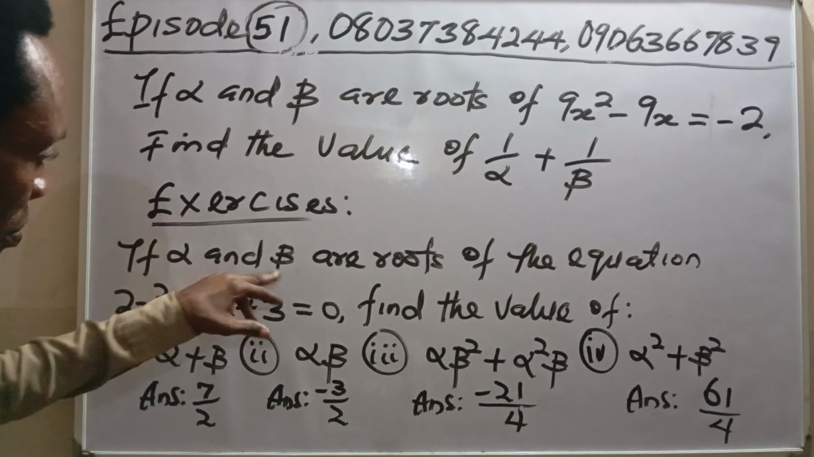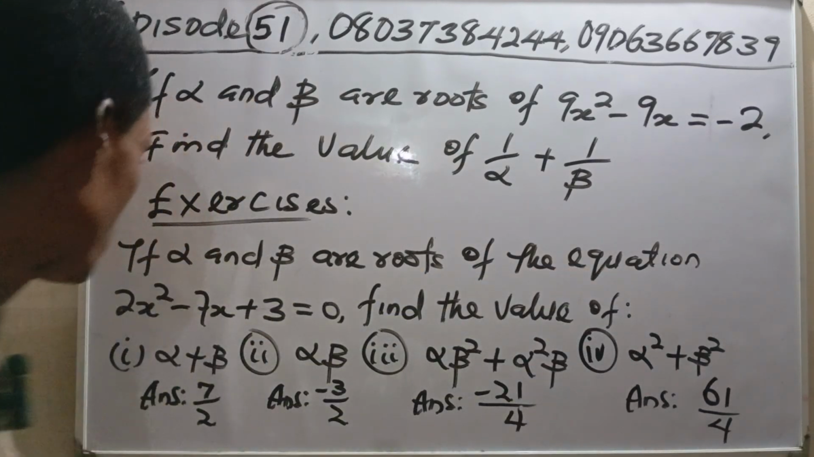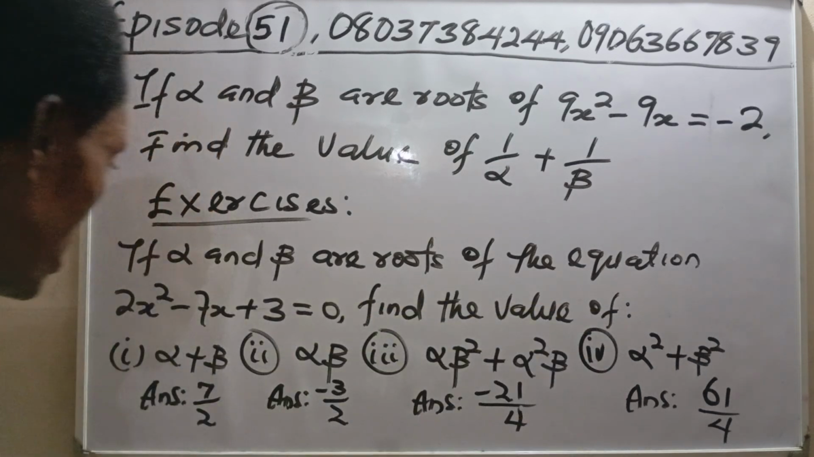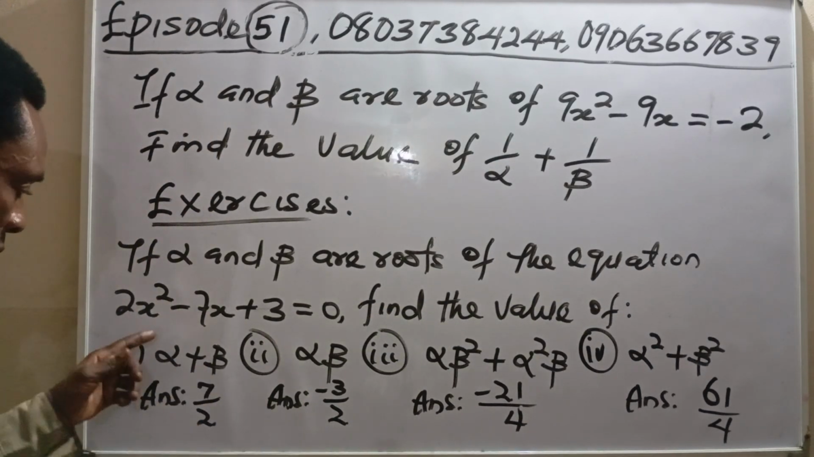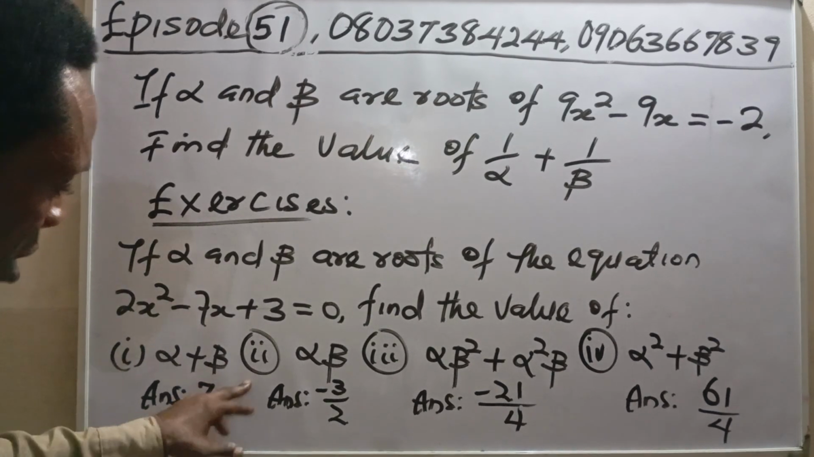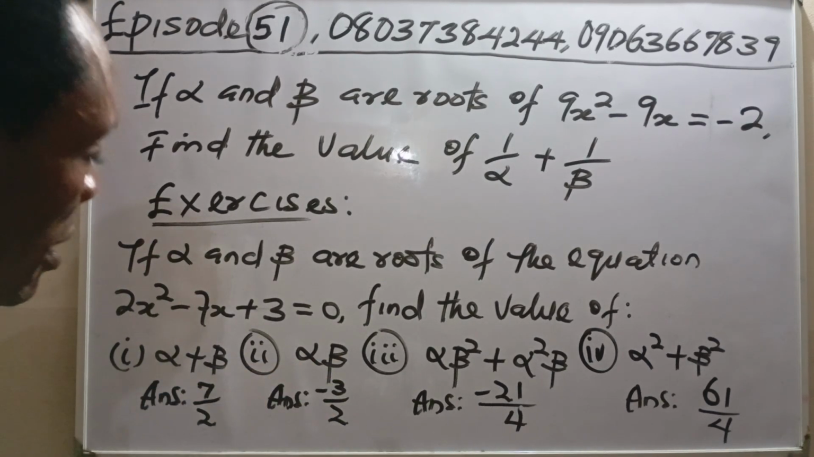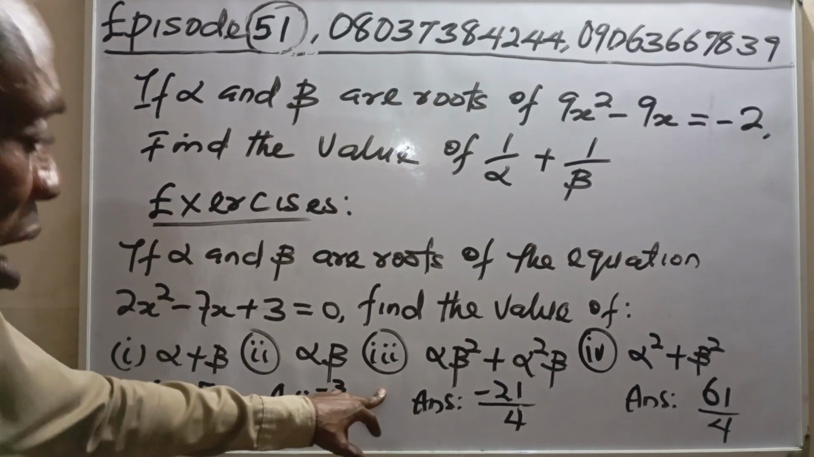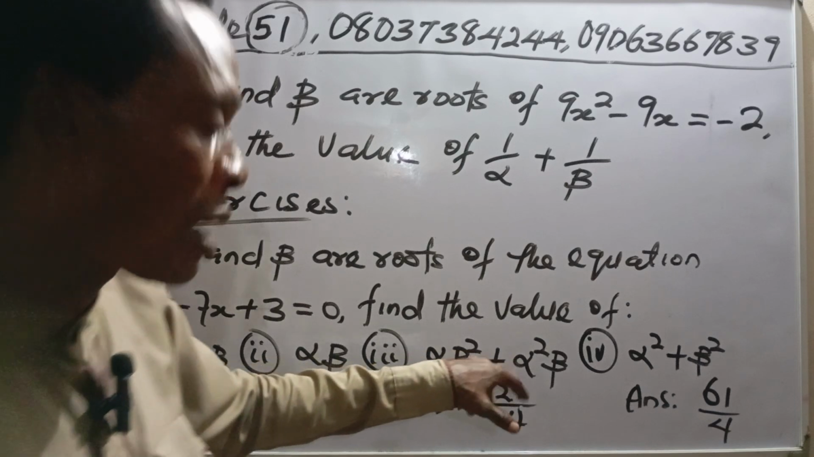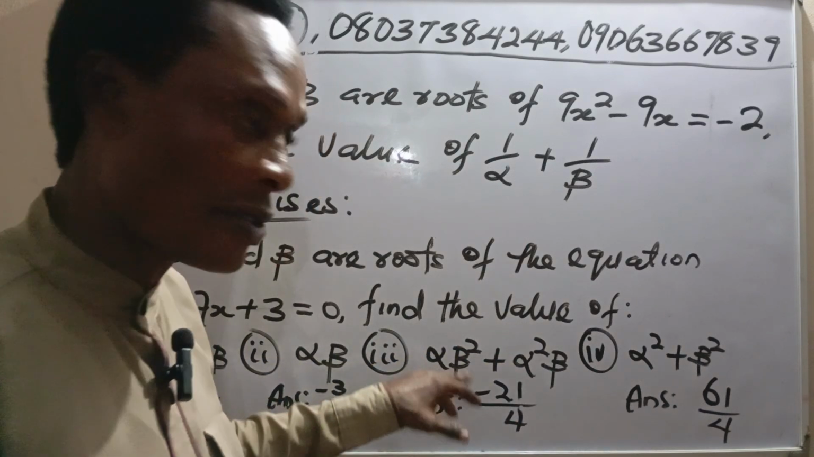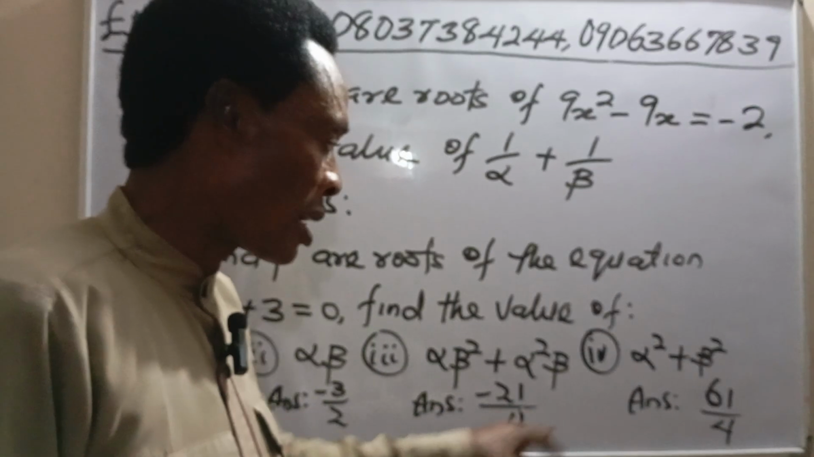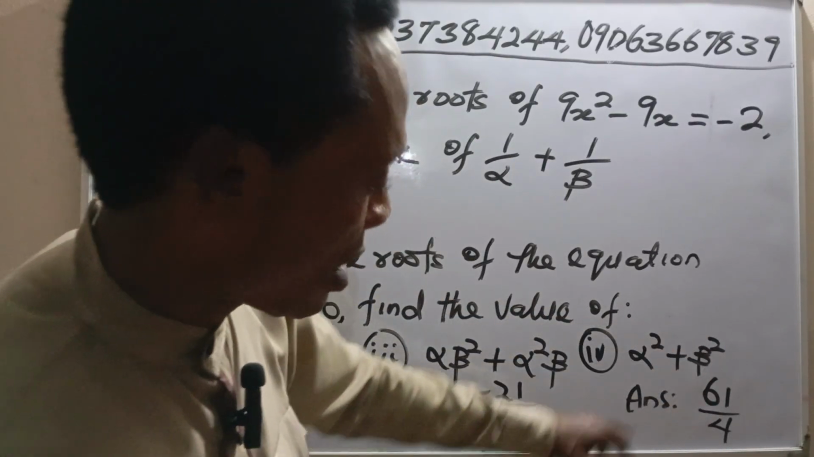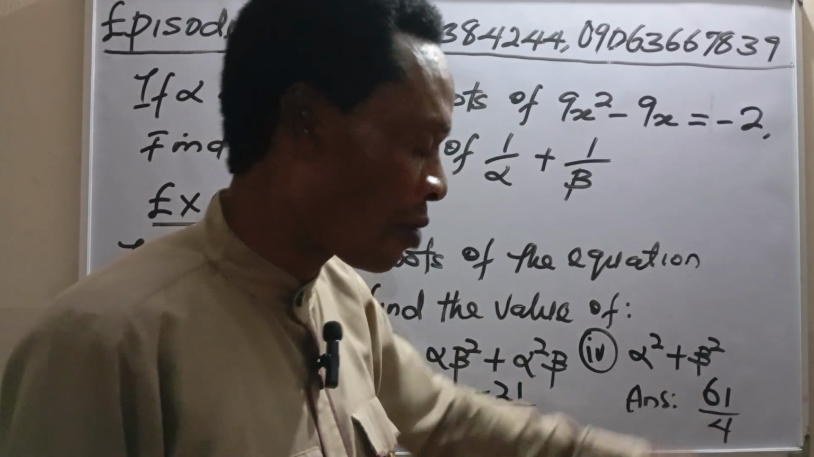If alpha and beta are roots of the equation 2x squared minus 7x plus 3 equals 0, find the value of: one, alpha plus beta, the answer to this is 7/2. Two, alpha beta, the answer is minus 3/2. Three, alpha beta squared plus alpha squared beta, the answer is minus 21/4. Four, alpha squared plus beta squared, the answer is 61/4.